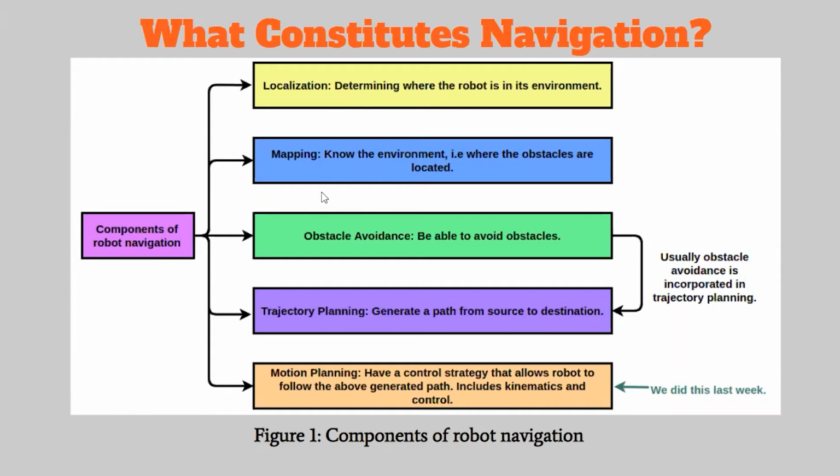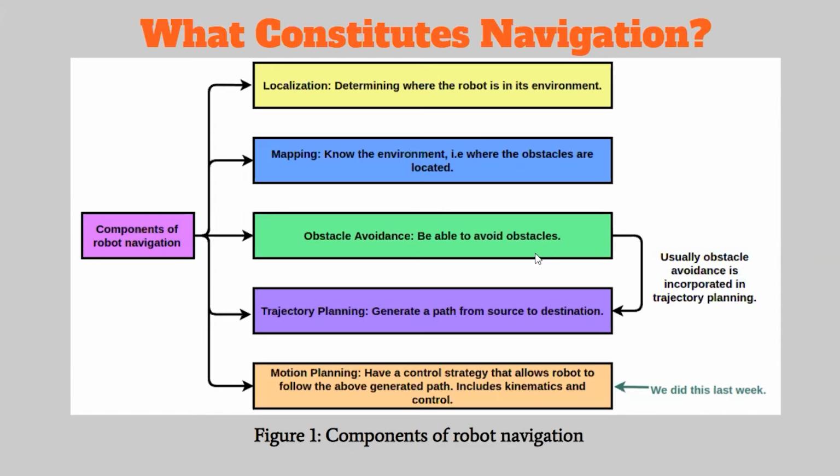Knowing where the robot is is not enough, right? You need to know where the obstacles are in the environment. Otherwise, there would be no use in having a robot that knows where it is but doesn't know where its obstacles are. So localization and mapping are interlinked. I'll get to that in a bit. They're usually a coupled problem, so when you talk of localization, you also usually talk about mapping. Those are the first two components of navigation.